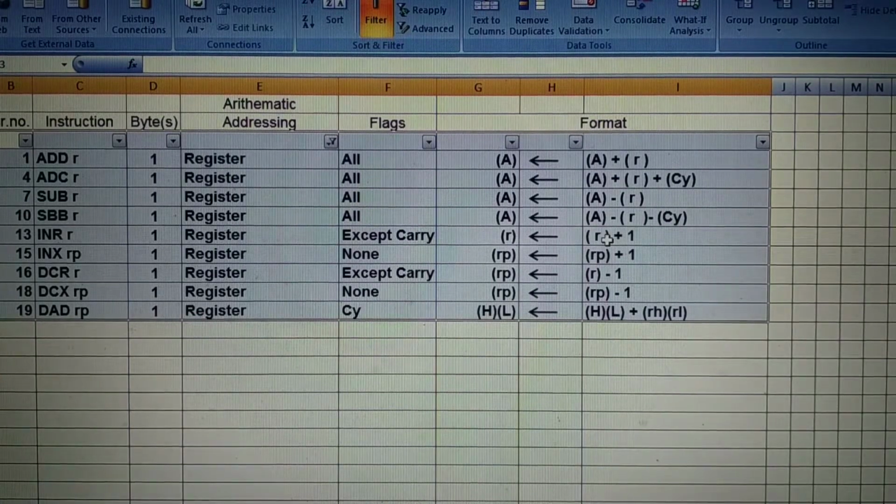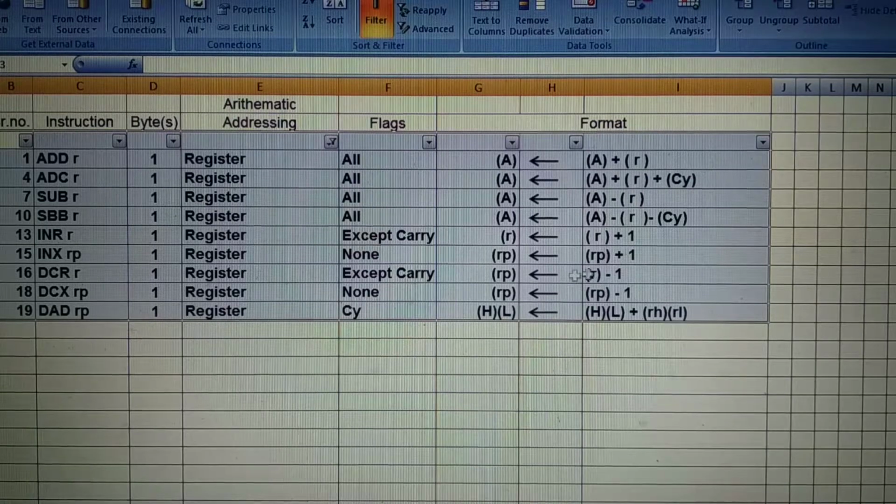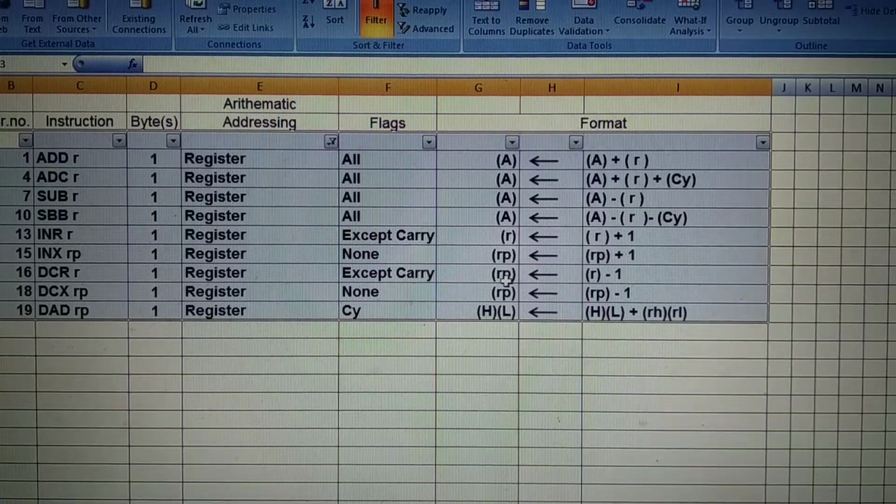INR R, content of register R gets incremented by 1 and result is stored in the same register. INX RP, content of register pair RP gets incremented by 1 and result is stored in same register pair. DCR R, content of register R gets decremented by 1 and result is stored in register here.